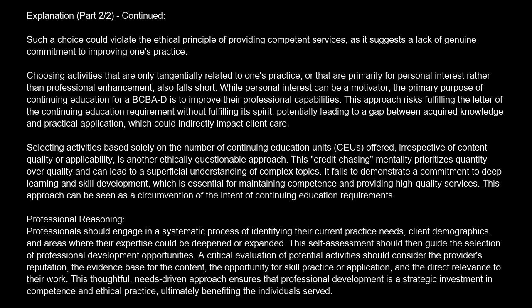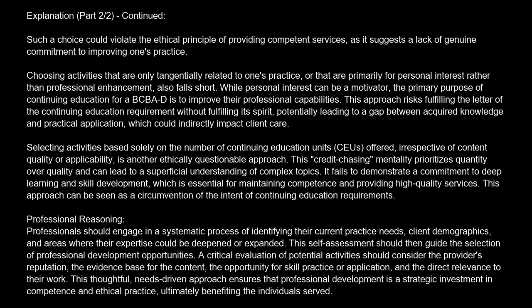Choosing activities that are only tangentially related to one's practice, or that are primarily for personal interest rather than professional enhancement, also falls short. While personal interest can be a motivator, the primary purpose of continuing education for a BCBA-D is to improve their professional capabilities. This approach risks fulfilling the letter of the continuing education requirement without fulfilling its spirit, potentially leading to a gap between acquired knowledge and practical application, which could indirectly impact client care.